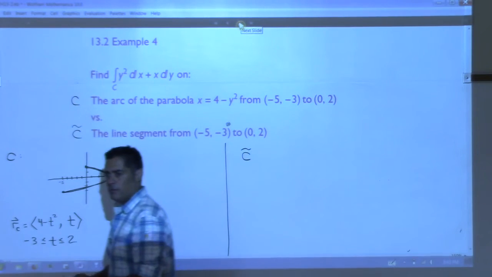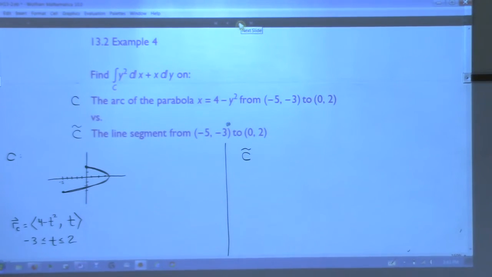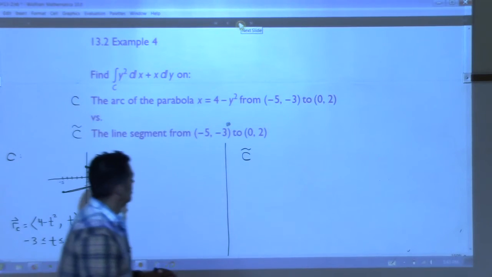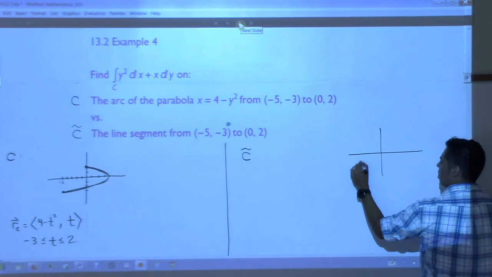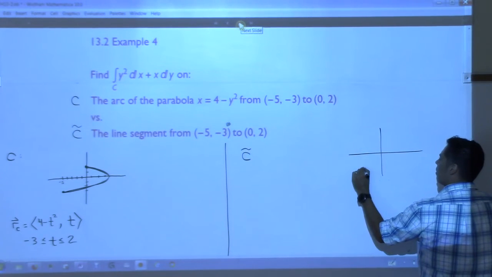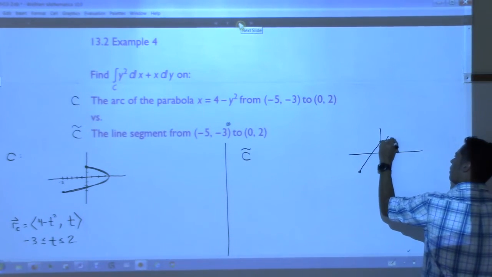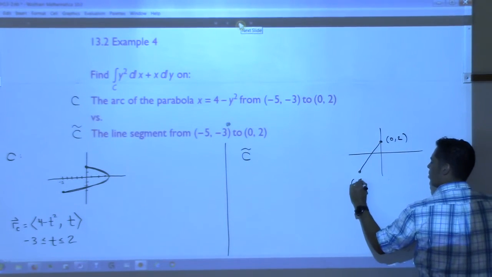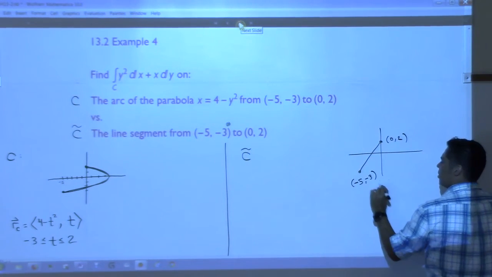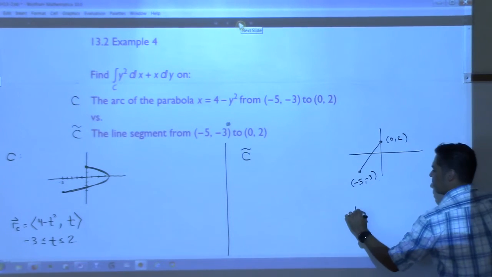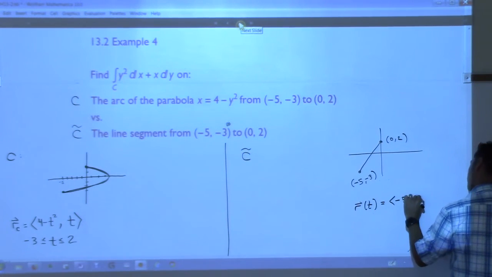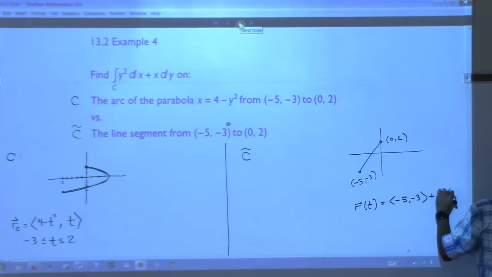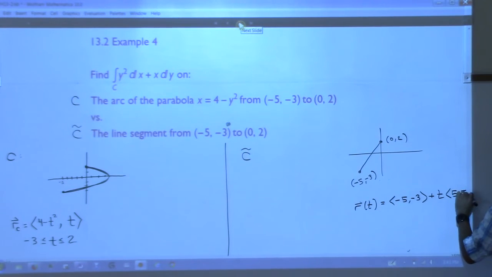You ready to move on? We ready to move on? You ready? Whoever wants it over there. Should be, obviously from the point, but you can just do the vector function, -5, -3.